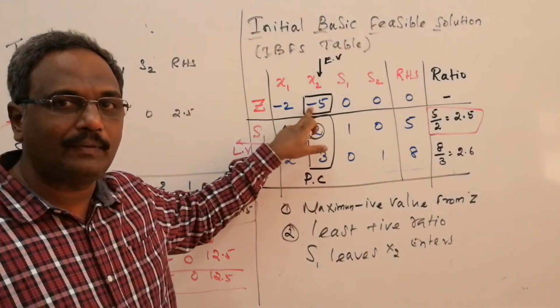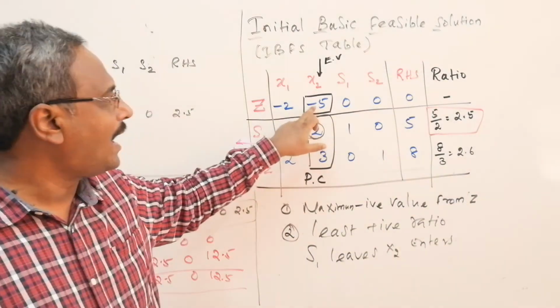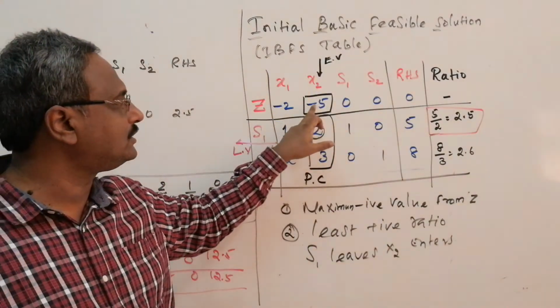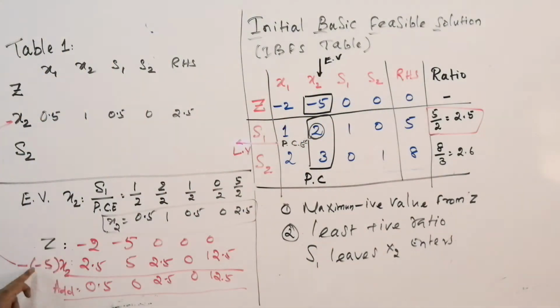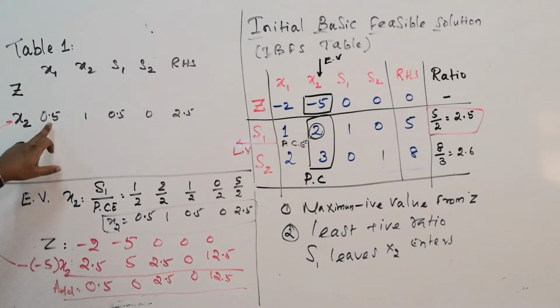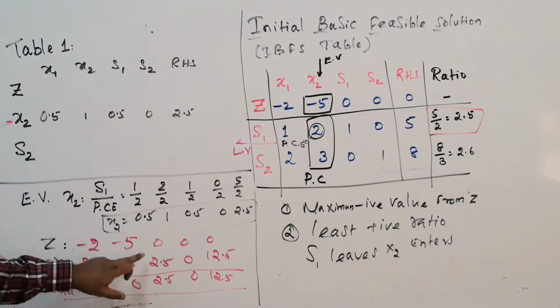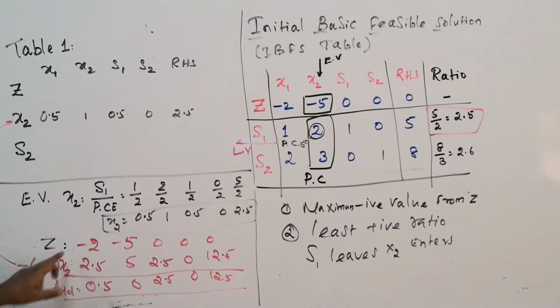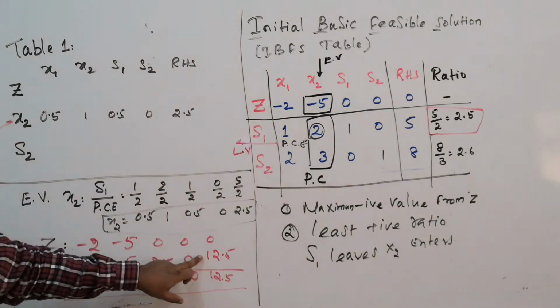What is the corresponding pivotal column element? -5. I am going to take the opposite sign. That means minus of -5. I am going to multiply with the corresponding x2 value. So -5 into 0.5, 2.5. -5 into 1, 5. -5 into 0.5, 2.5. -5 into 0, 0, -5 into 2.5, 2.5.